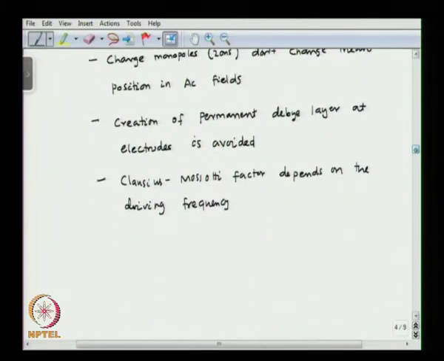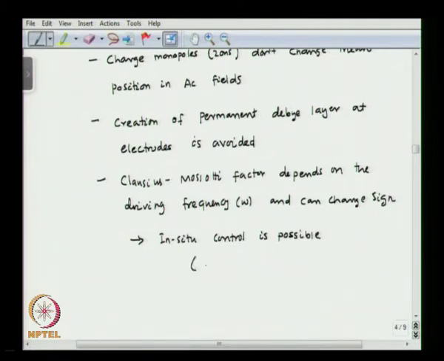So, what this means is, let us say this is the driving frequency omega, and the Clausius-Mossotti factor can change sign. Hence the dielectrophoretic force can also change sign. So, this enables in situ control. Selectively attractive or repulsive force is possible.